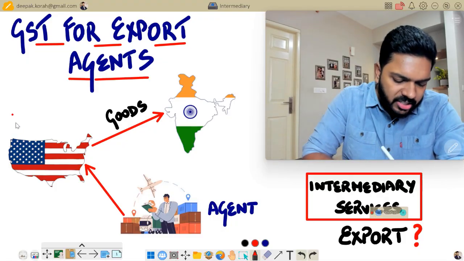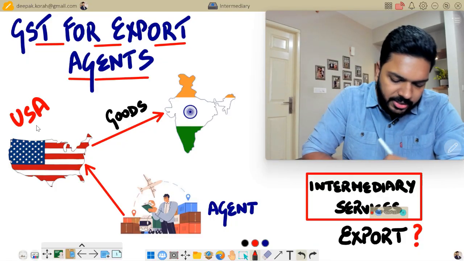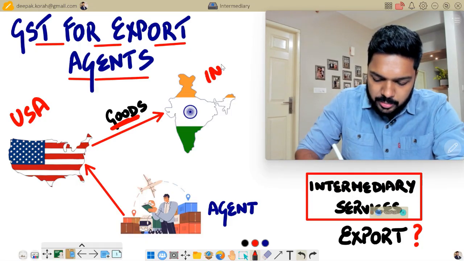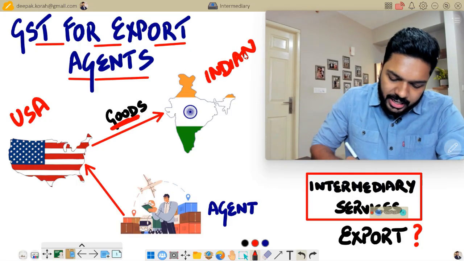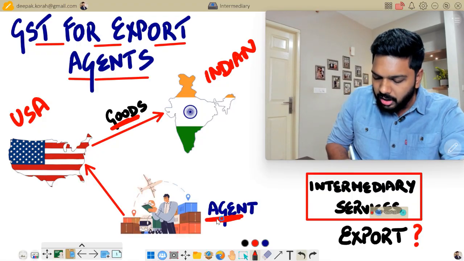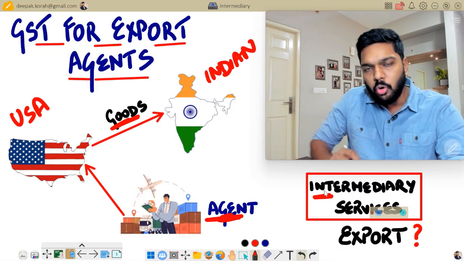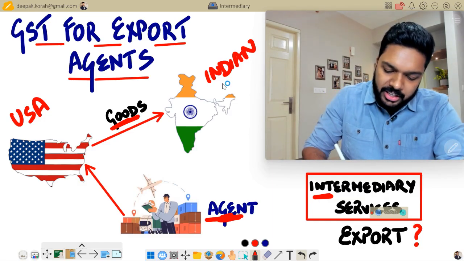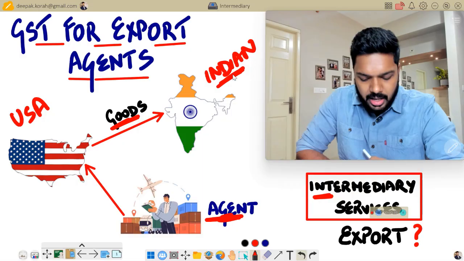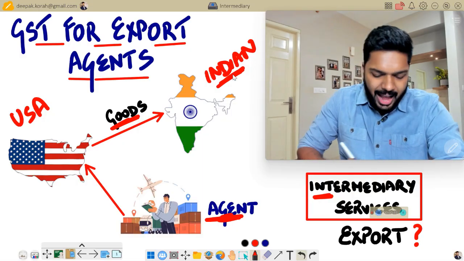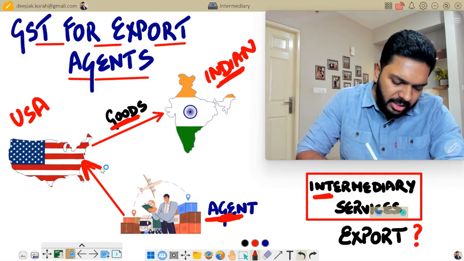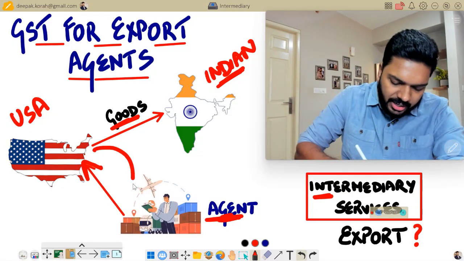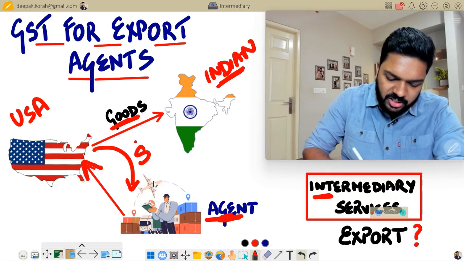Say there's a US vendor, of course located in the US, and he wants to deliver certain goods to an Indian customer, for which he engages an agent or an intermediary who will be able to facilitate or arrange the supply of goods and reach it to this particular Indian customer. And for this particular activity, the agent or the intermediary will raise an agency or an intermediary service invoice and receive the consideration, of course, in foreign currency, in this case being dollars.